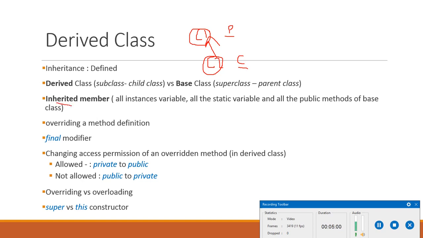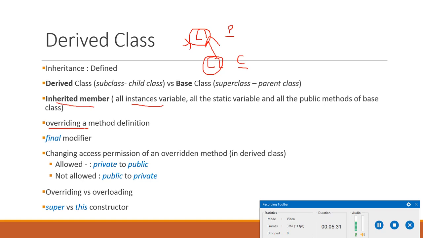Inherited members. What are the inherited members? All the instance variables, all the variables that we have declared in class C1, all the static variables and all the public methods of class C1 will be inherited by class C2. Private variables are not inherited. We will talk about private variables and private methods later. So all the instance variables, static variables and public methods are inherited.